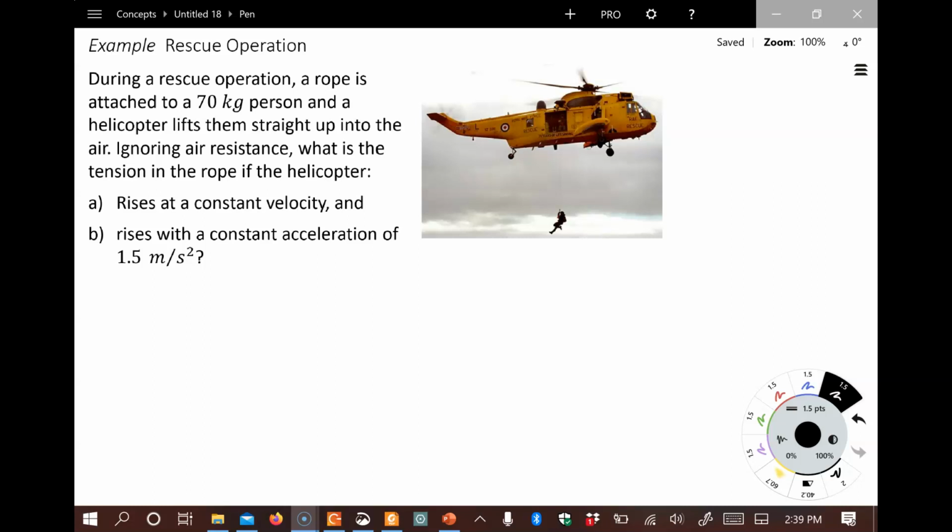Well, with all force-type problems, the key thing you want to do is identify which object you're going to focus on in terms of their motion. Because for that object, you need to identify all the forces that act on them. In this case, we're given the mass of the person, and so we're going to focus on that person right here. Now, unlike the previous problem, we haven't been given which forces act on that person. It's up to us to figure them out.